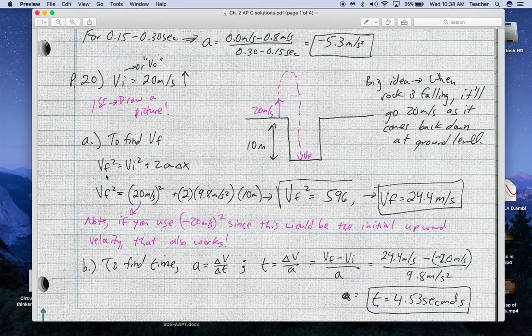Technically, I guess this should be a delta y, but when I want to find v_f, I could use v_f squared equals v_i squared plus 2a delta y. Well, this 20 meters per second, again, could be positive or negative. It doesn't matter because the whole quantity is squared. And then we've got 2a times 10 meters. And I get that the final speed down here, right when it hits, is 24.4 meters per second.